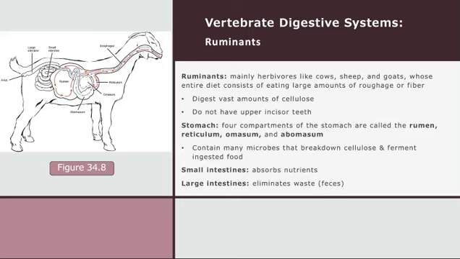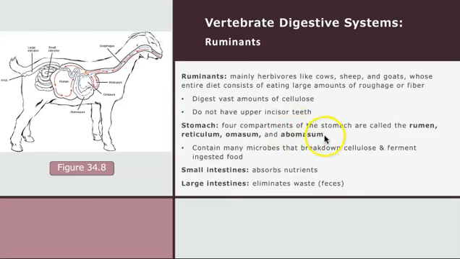And then for our ruminants, they are going to be mainly herbivores like cows, sheep, and goats, whose entire diet is going to consist of eating large amounts of roughage or fiber. So we have to be able to digest vast amounts of cellulose, since we find that within plants, and they don't have upper incisor teeth, so that would make it very difficult to eat meat. So their stomach actually has 4 different compartments or 4 different chambers. We have the rumen, reticulum, omasum, and the abomasum. And this is going to contain microbes that break down cellulose and ferment the undigested food.